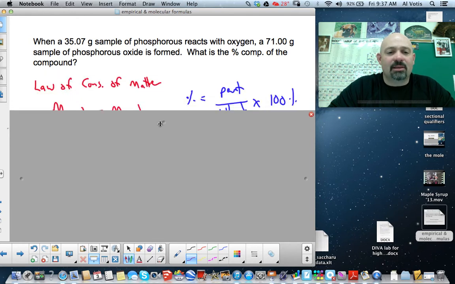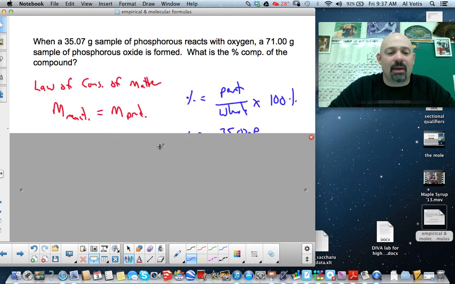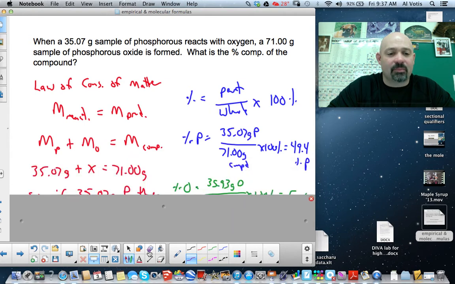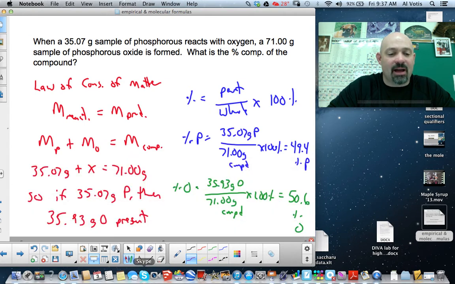Basically, from the law of conservation, we know that the mass of reactants must equal the mass of your products. So if I have 35.07 grams of phosphorus, I can figure out how much oxygen there must be to get 71 grams of phosphorus oxide. It'd just be 71 minus 35.07, which gives us 35.93 grams of oxygen. So this is how much I have: 35.07 grams of phosphorus and 35.93 grams of oxygen.